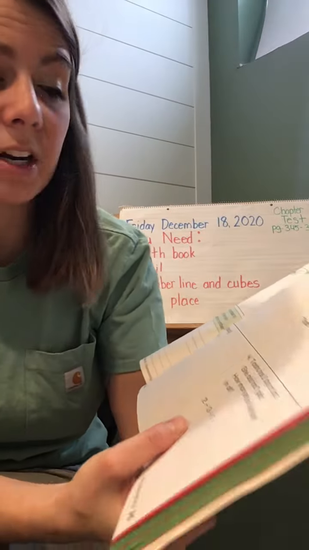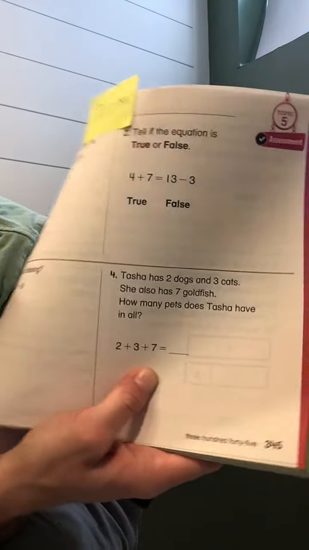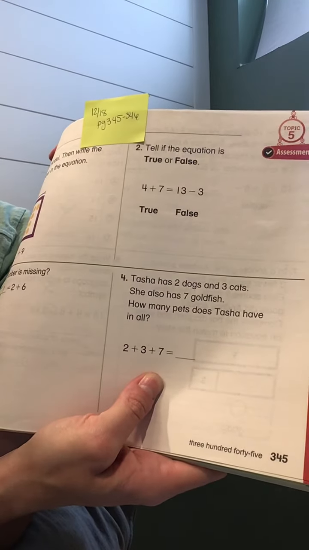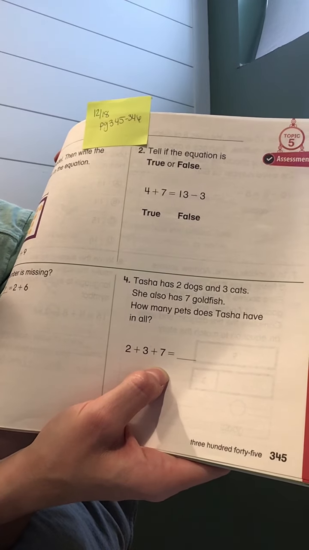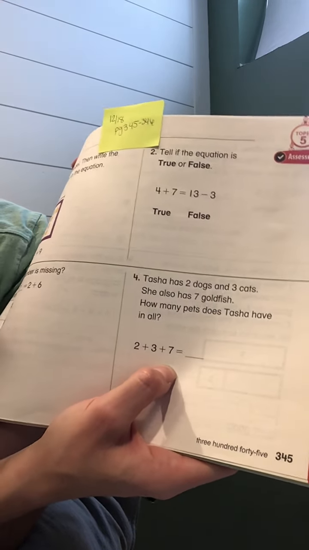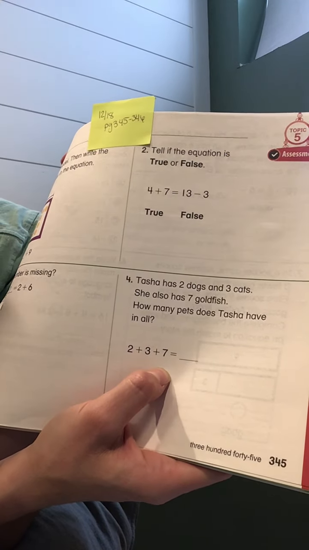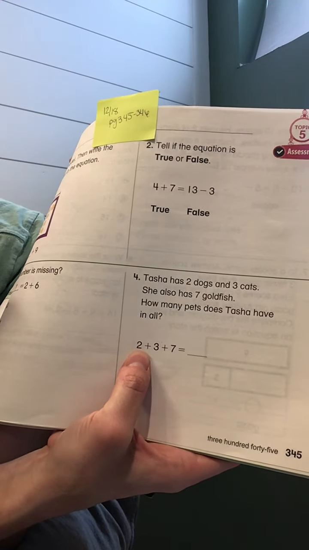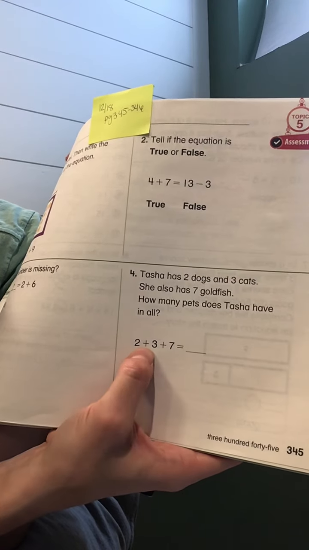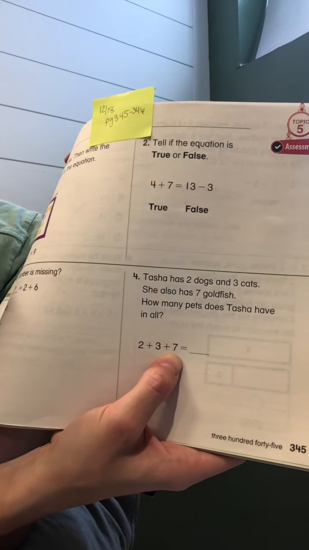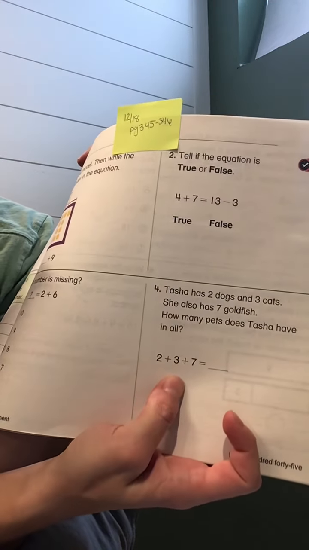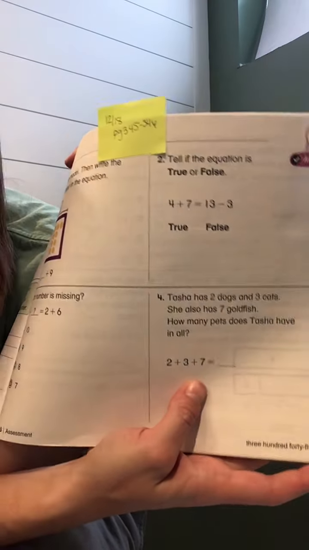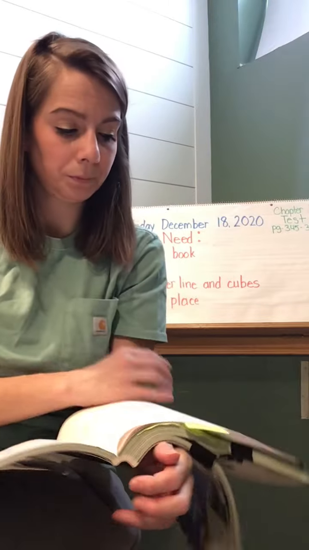Okay, number 4 says Tasha has 2 dogs and 3 cats. She also has 7 goldfish. How many pets does Tasha have in all? So here they have written the equation. 2 plus 3 plus 7. You need to figure out what that equals. You can use your number line, you can use your counters, you can draw a quick picture. Any way that works for your brain, okay?